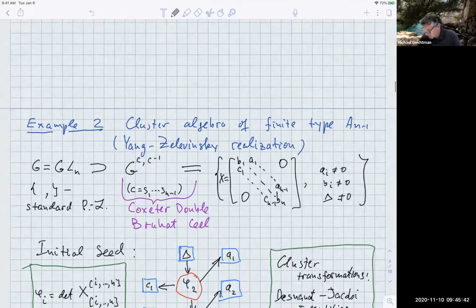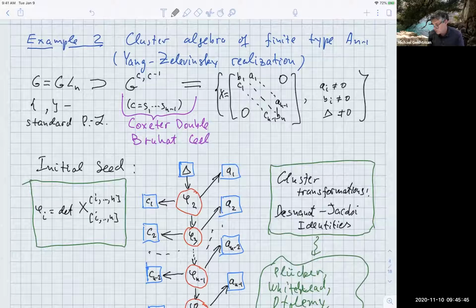All right, so let's consider another example of this cluster structure, which we will revisit later. And this follows the work of Yang and Zelevinsky. So here we consider GL_n with, again, the standard Poisson-Lie structure. It's well known now that there are regular Poisson submanifolds in GL_n called double Bruhat cells. And in particular, here I'm going to consider Coxeter double Bruhat cells, which, without reminding the definition, in this case I can just describe as a set of invertible tridiagonal matrices with non-zero off-diagonal elements.